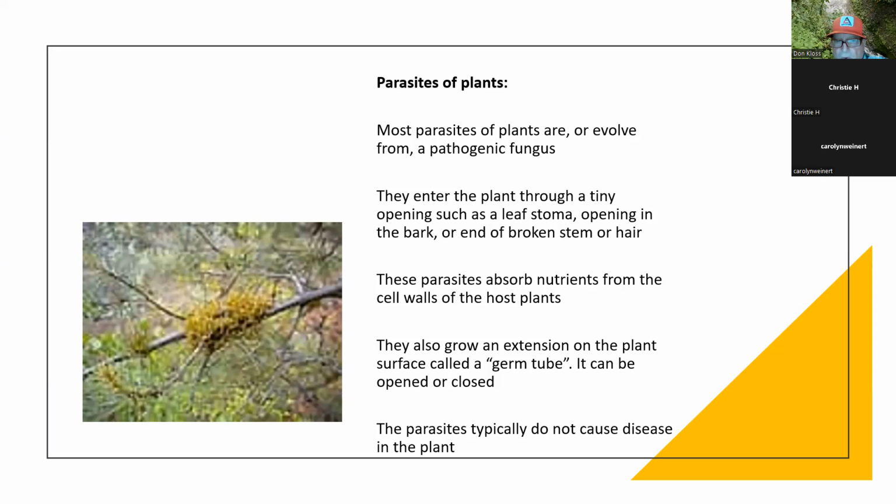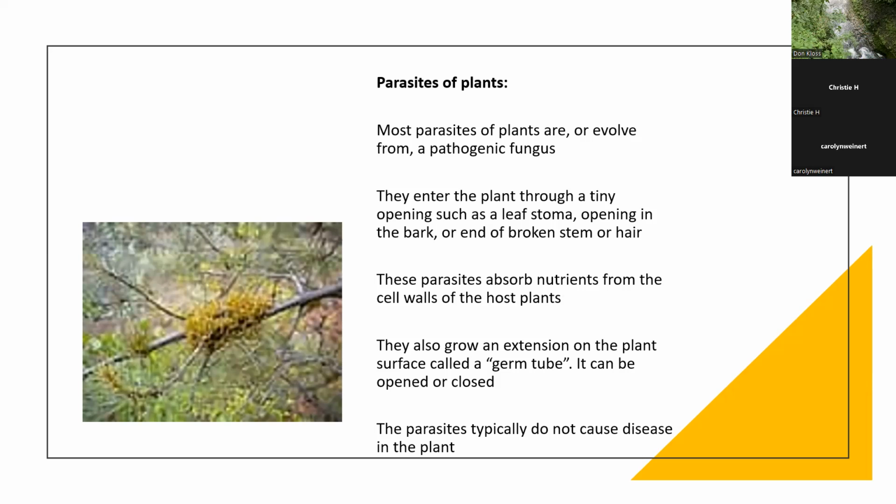It can also go in through an opening in the bark, or the end of a broken stem, or a hair on a plant. These parasites absorb nutrients from the cell walls of the host plants. They also grow an extension on the plant surface called a germ tube, which can be opened or closed. And these parasites typically, while they feed on the plant, do not cause disease in the plant.